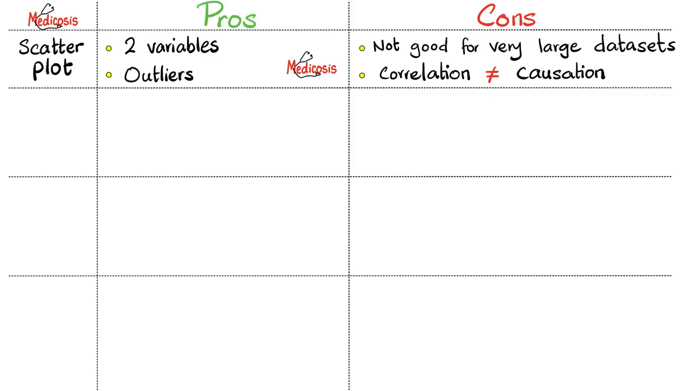Disadvantages of using the scatter plot is that it's not very good for very large sets of data, and don't forget that even if x and y are correlated with one another, this doesn't necessarily mean that x caused y. And it doesn't mean that y caused x. Correlation is not the same as causation.